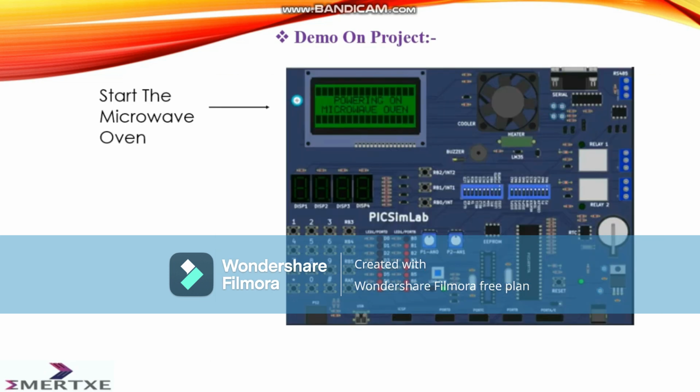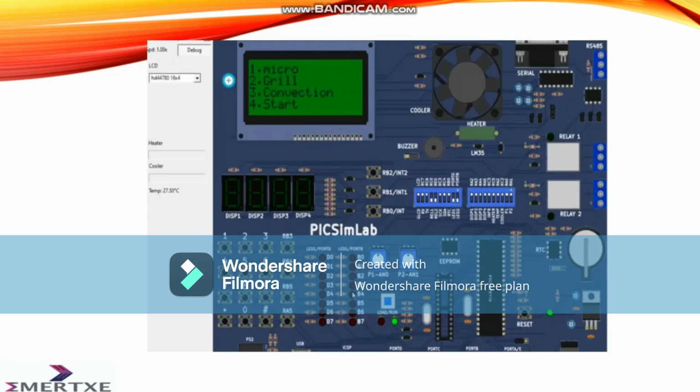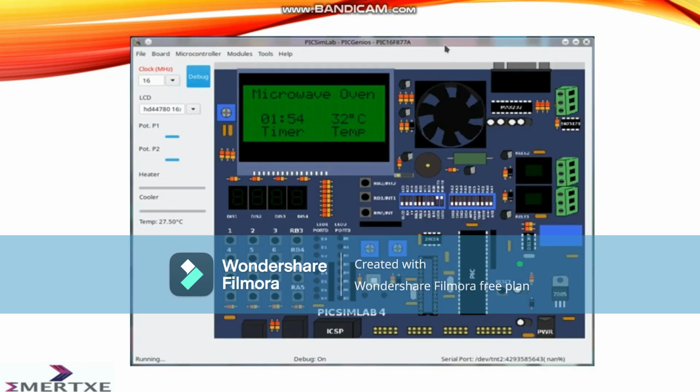Demo on the project. First, in PICSIM LAB, we start the microwave oven. The next step is the micro grill connection starts. It shows the options in PICSIM LAB on the LCD display, pressing the matrix keypad. As shown on the PICSIM board, step one, the oven has been started and is shown in the display with timer and temperature. The timer is 154 and the temperature is 32 degrees Celsius.